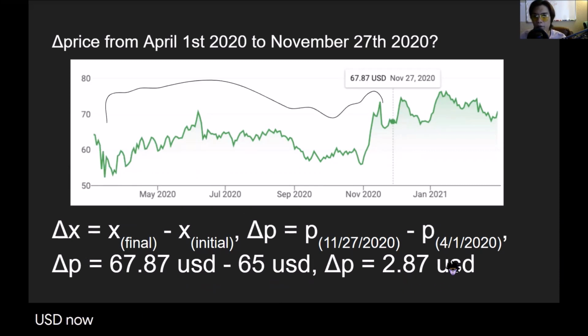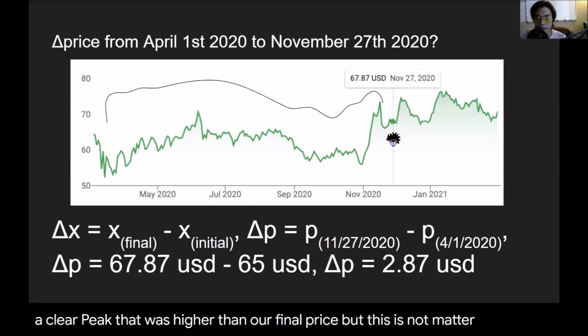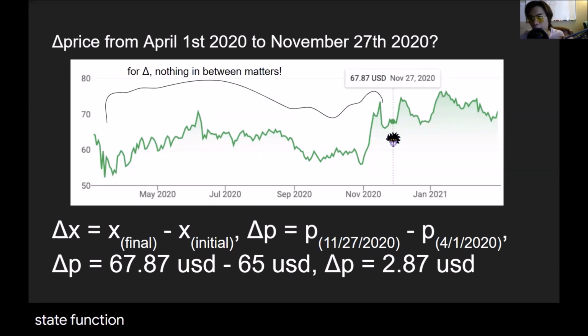Now, what about everything in between? Over here, we see that there was a clear peak that was higher than our final price, but this does not matter. Delta is a state function. Nothing in between matters, only your value at the final and your value at the initial.